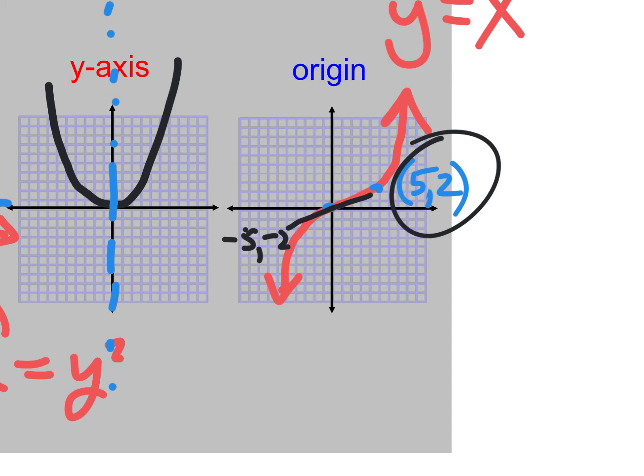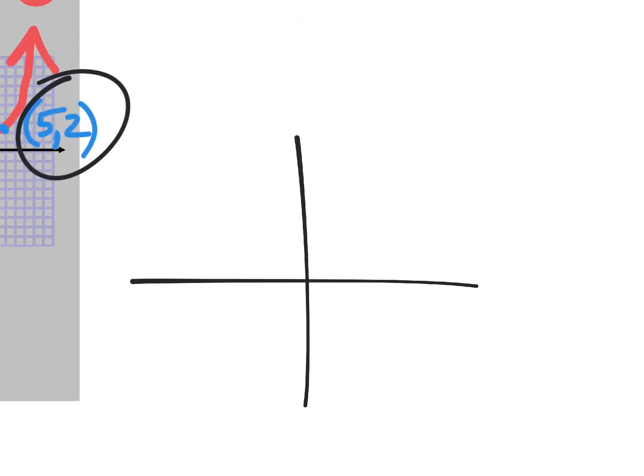Yes? So then would y equals x, the line y equals x? Good question. This line, y equals x, would that have origin symmetry? Is that what you're asking? Yes. All right. Fair question.